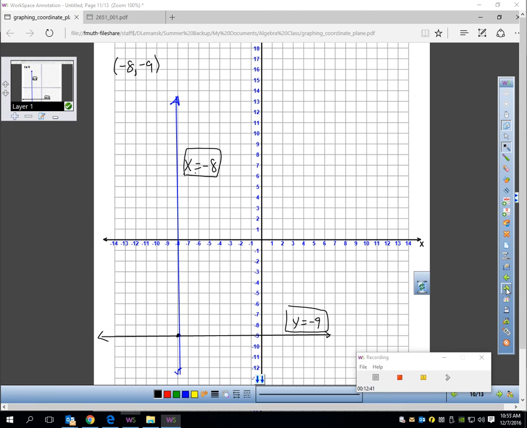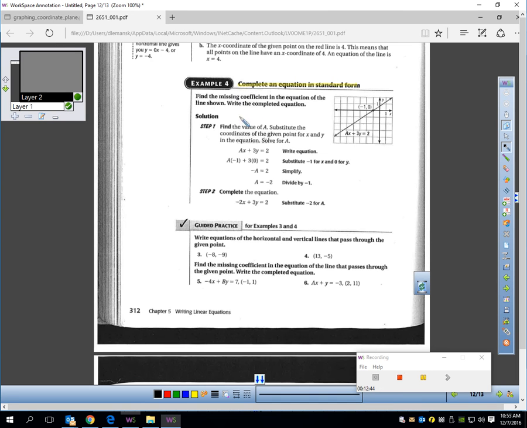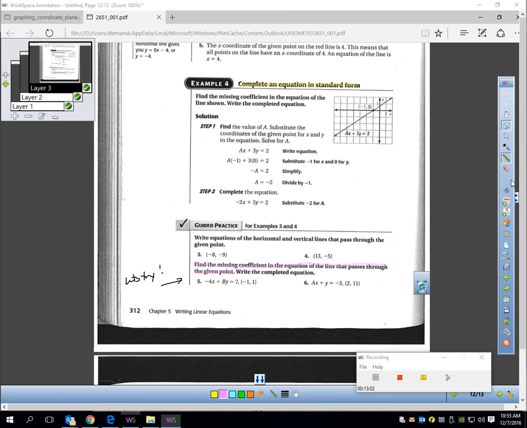Keep moving here. Another thing we have to do is complete an equation in standard form. You will see questions like this in your book. Find the missing coefficient in the equation of the line that passes through the given point. There's one direction, and then there's a second direction. Let me highlight the second direction. Write the completed equation. Okay, well, this is really not very hard to do.